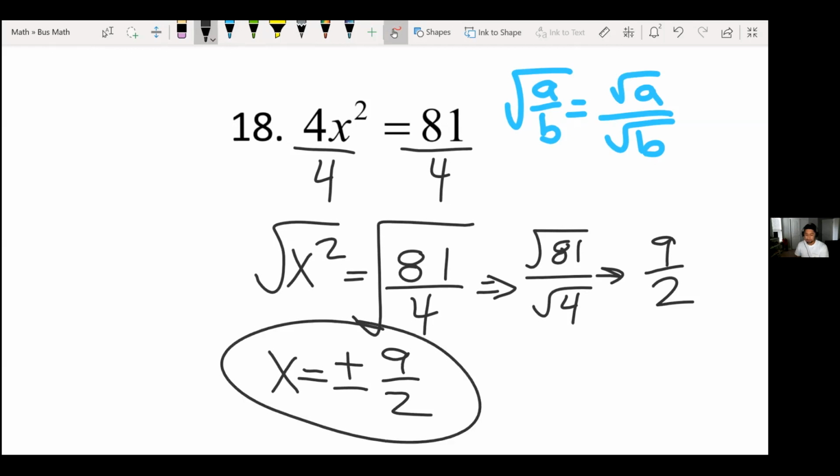That was easy, right? Okay. So whenever we're solving for a variable and we square root both sides, we should always have a plus or minus.